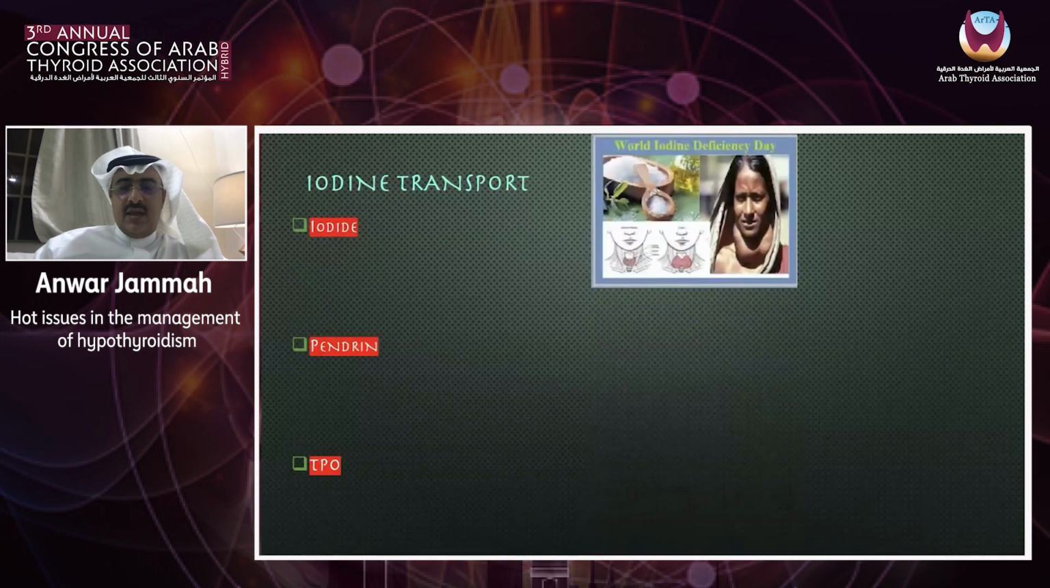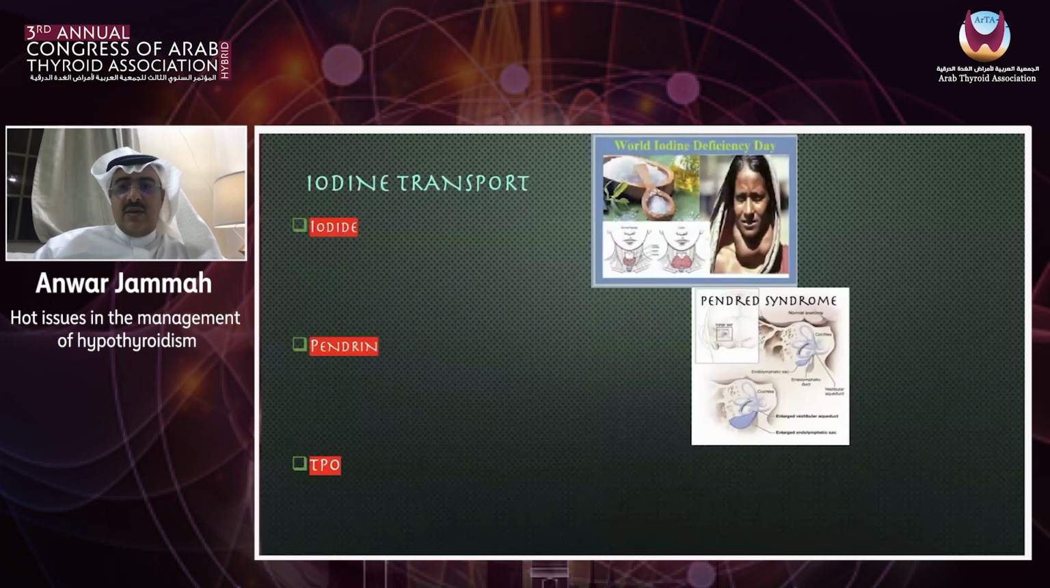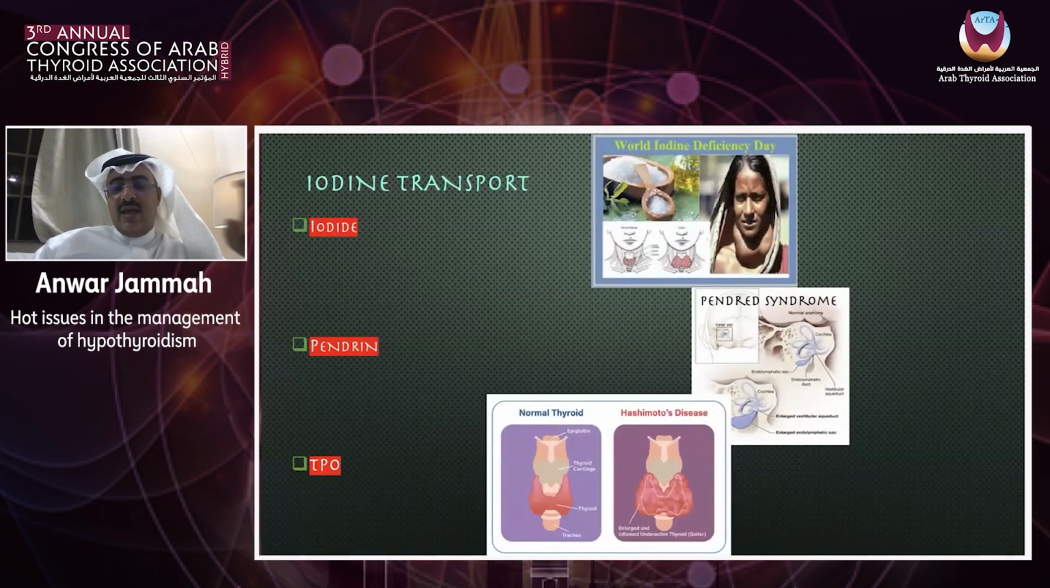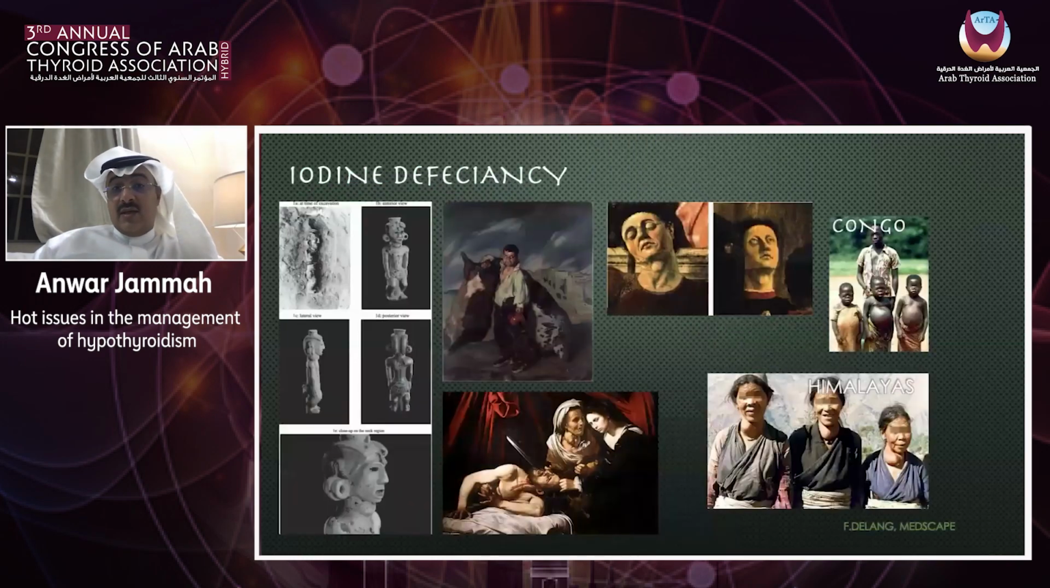If there is a deficiency in iodine, there will be hypothyroidism caused by iodine deficiency and other diseases. If there is a problem with pendrin, there will be Pendred syndrome, which also has deafness with the hypothyroidism and goiter. And when antibodies affect TPO, there will be Hashimoto thyroiditis.